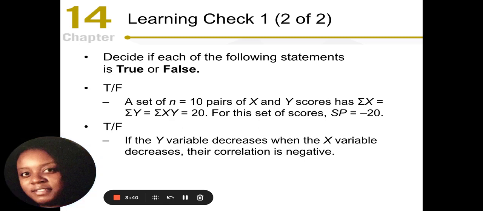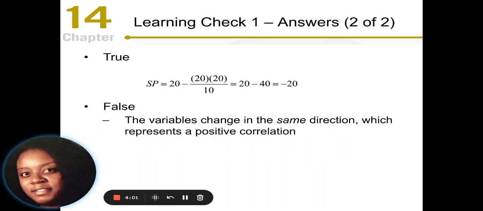Let's do a couple of true-false questions as well. A set of 10 pairs of X and Y scores has a sum of 20. For this set of scores, the sum of products is negative 20. And if the Y variable decreases when the X variable decreases, their correlation is negative. True or false: variables changing in the same direction would be a positive correlation.